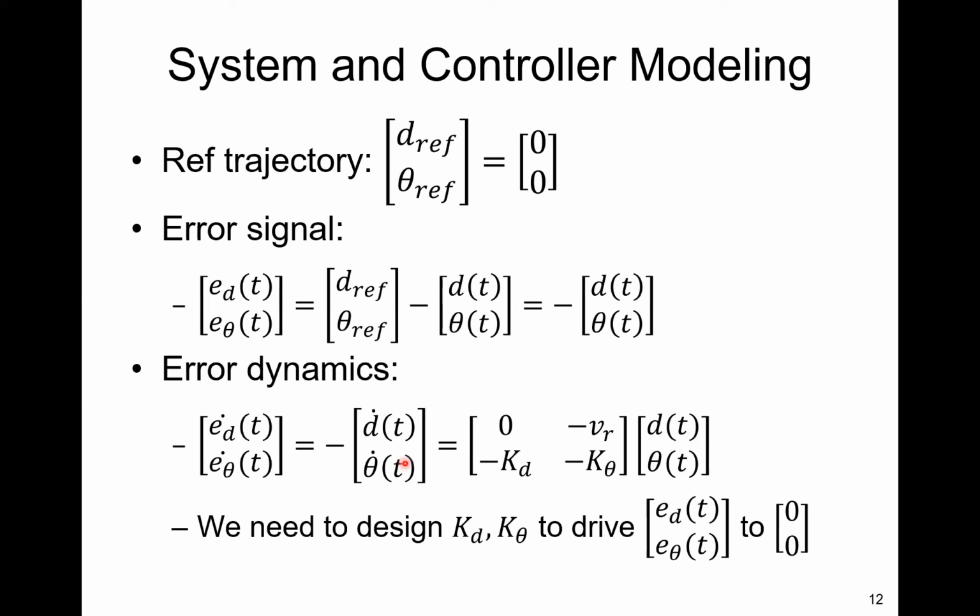So now this is your error dynamics. That is how the error evolves based on your control input. And the control input is expressed in the two proportional terms, K_d and K_theta. So your job, the control system engineer's job, is to design the K_d and K_theta to drive this error to 0.